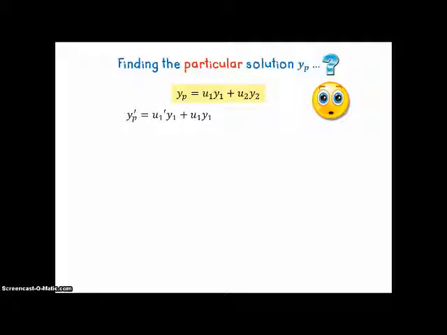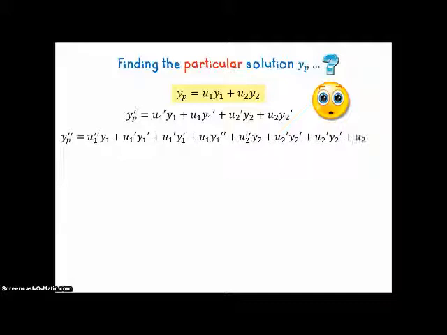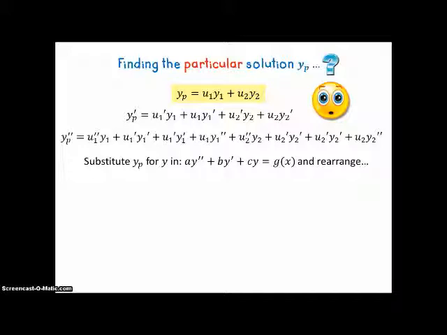The derivative of y sub p then is this expression using the product rule twice. And then y double prime sub p is the following expression using the product rule 4 times. Now, if this is bothersome, feel free to fast forward a little bit, but we're going to continue here. So the next step is to substitute y sub p for y in our original non-homogeneous linear second-order differential equation. And then we're going to rearrange it.